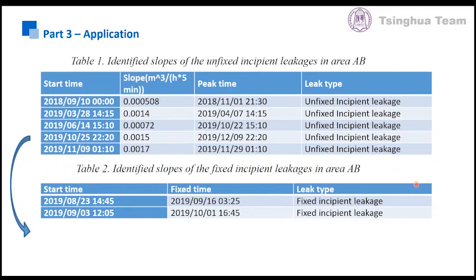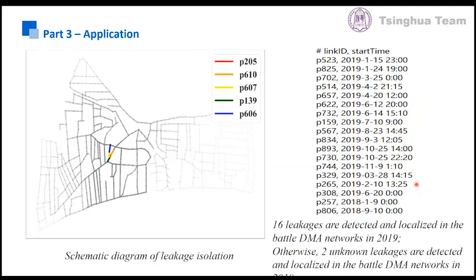For localization, the shade of gray represents the size of the MSE. The pipe with darker color has smaller MSE. Among them, red, orange, yellow, green, and blue indicate the 5 pipes with the smallest MSE. That is, the area with the highest probability of leakage. By using our EILF method, 16 leakages are detected and localized in the Battle DMA networks in 2019. Otherwise, 2 unknown leakages are detected and localized in 2018.